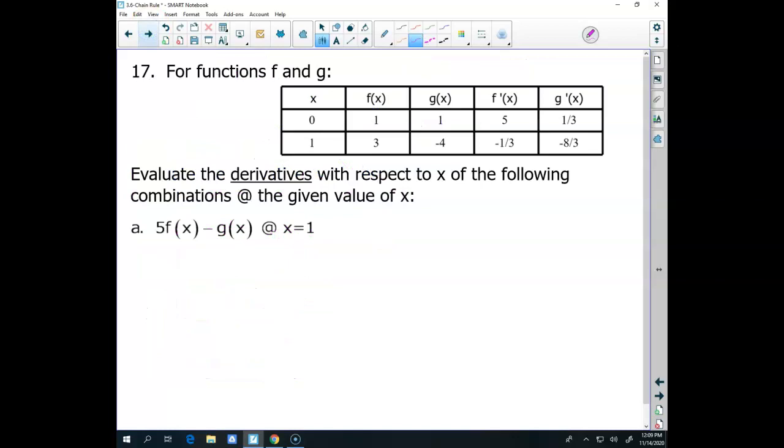The last thing we're going to look at here is symbolic derivatives, okay? These are old AP questions. I can promise you you're going to have these on your AP test, and on your test on Wednesday for me this week.